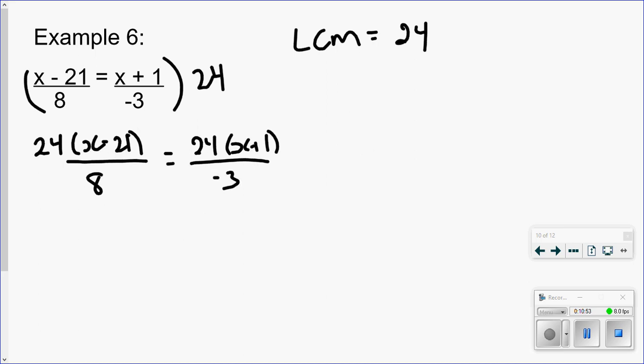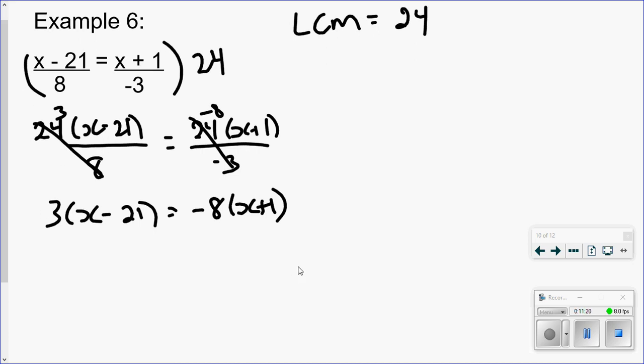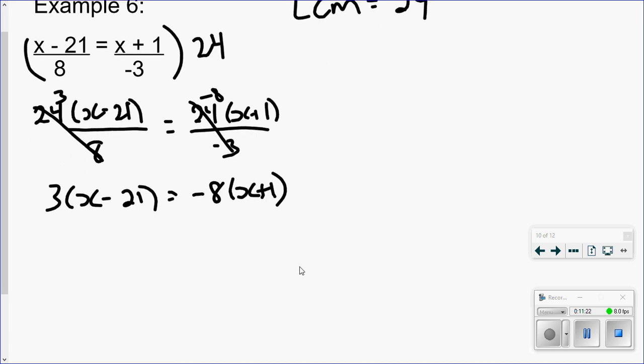Now you don't necessarily have to rewrite it out. I just did so it's a little easier to see. 24 divided by 8 leaves us with a 3. And again, you don't have to rewrite this out as long as it's on there. The 24 divided by 3 leaves us with the 8. And once again, what looked like a fairly complicated question really isn't that bad.